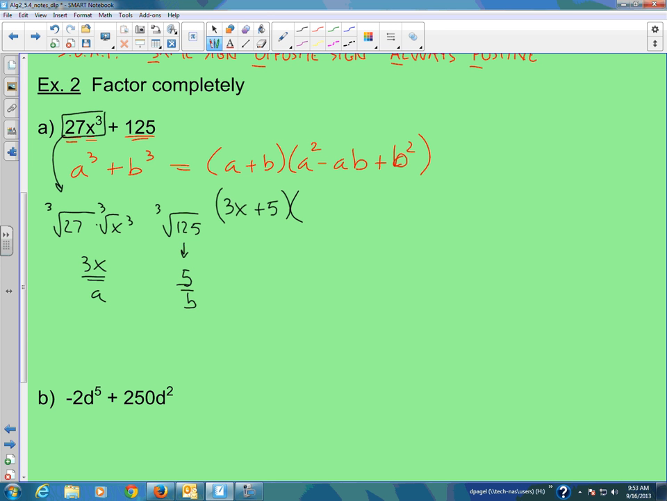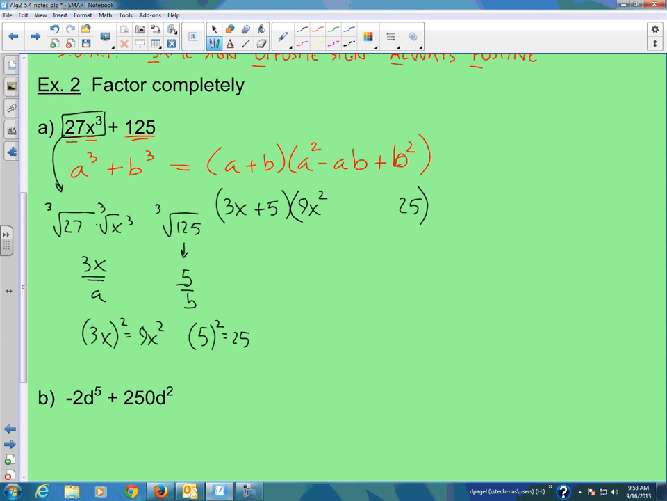All right, so the next term in the trinomial is the a squared term. So whatever a was, in this case 3x, if I square it, I get 9x squared. That's what's going to go right here. And then 5, if I square it, I get 25. That's what goes on the end.